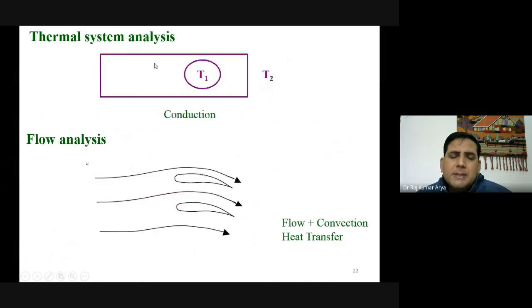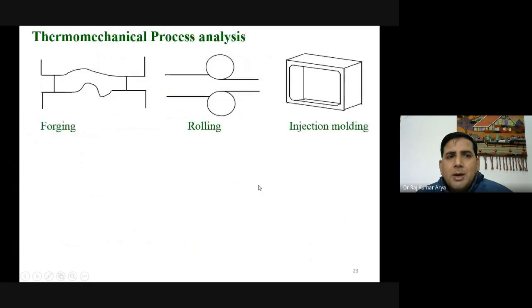Now this is thermal analysis, just a block boundary. In the flow system you have flow, heat convection, and heat transfer. This is just a picture; the equation needs to be put in. Now this is a thermomechanical process: injection molding, and this is the rolling of films. Actually, this is in the case of metal forming.